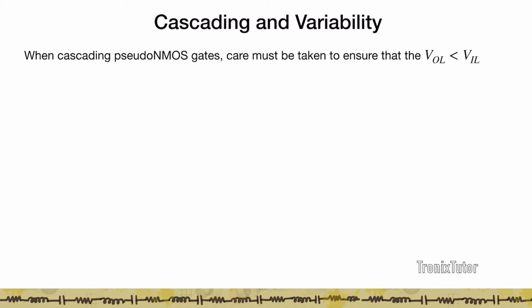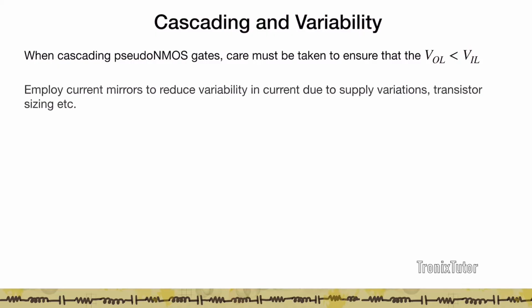So when you're cascading pseudo-NMOS gates, you have to remember that these gates have a finite VOL. The VOL of this gate is not 0, and therefore you need to ensure that the VOL is less than the VIL. Otherwise you're not going to have a noise margin. And so here is where the noise margin gets affected. The sizing of the PMOS and NMOS is going to affect VOL, and you need to size them in such a way that this VOL is less than the VIL of the next stage.